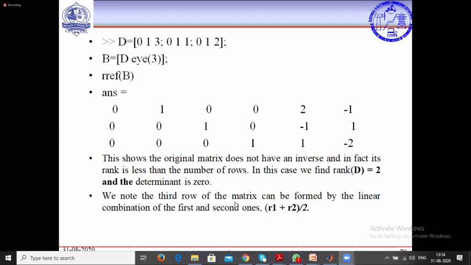We notice that the third row of the matrix can be formed by a linear combination of the first and the second. Only the first and second rows will be forming the equations, and we are able to find those values only.